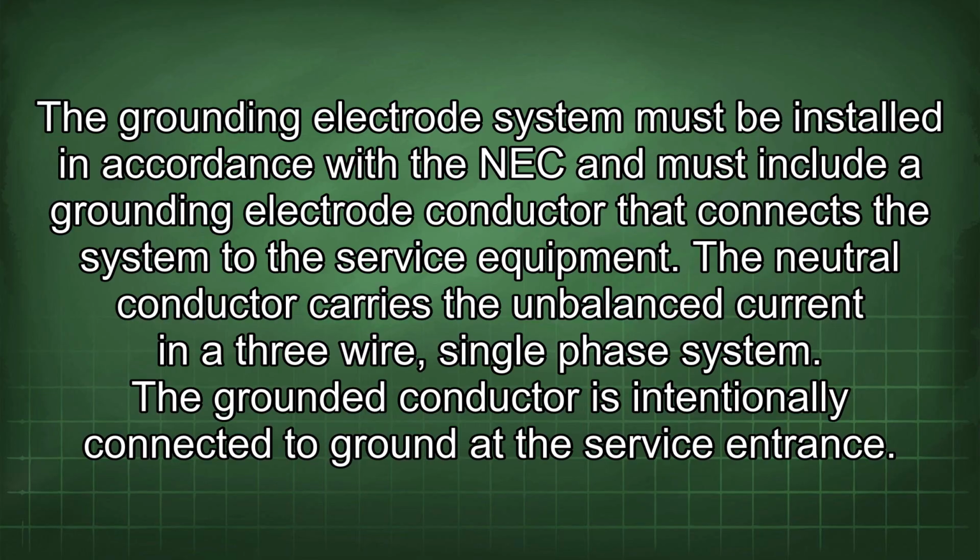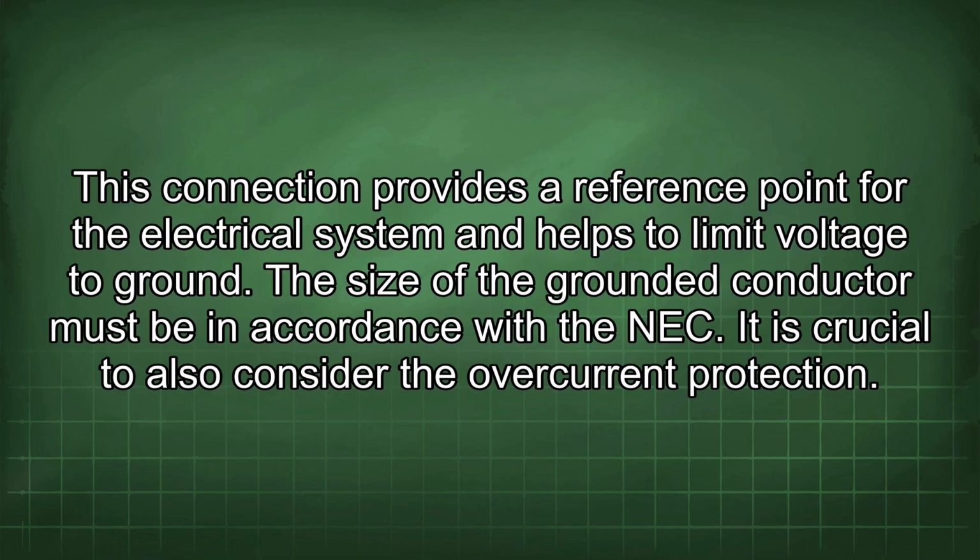The neutral conductor carries the unbalanced current in a 3-wire, single-phase system. The grounded conductor is intentionally connected to ground at the service entrance. This connection provides a reference point for the electrical system and helps to limit voltage to ground. The size of the grounded conductor must be in accordance with the NEC.